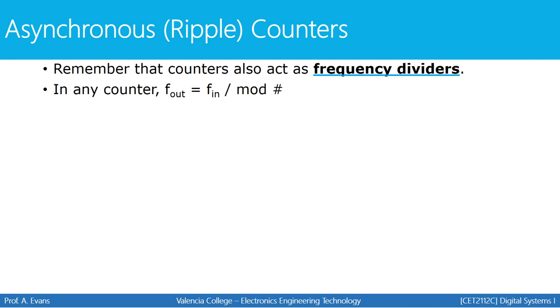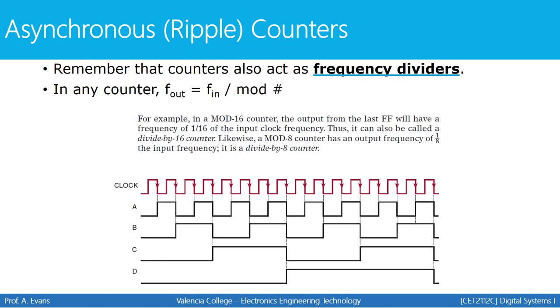And in any counter, your output frequency from your very last flip-flop will always be equal to the input frequency supplied from your function generator divided by the mod number for that counter. So for example, a mod 16 counter, the output from the last flip-flop, that would be flip-flop D in our example, will have a frequency that's 1/16th of the input clock frequency. Because if you have a mod 16 counter, you're taking your input frequency and dividing it by that mod number to figure out your output frequency from your last flip-flop.